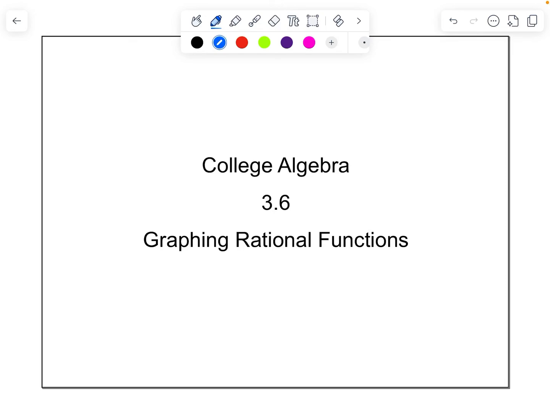All right, it's time to buckle up because this lesson is going to be a tough one. We're graphing rational functions. Last lesson we talked about finding the asymptotes for rational functions.